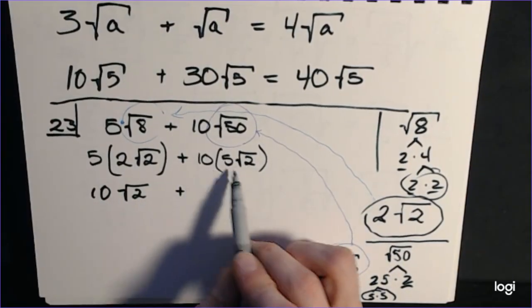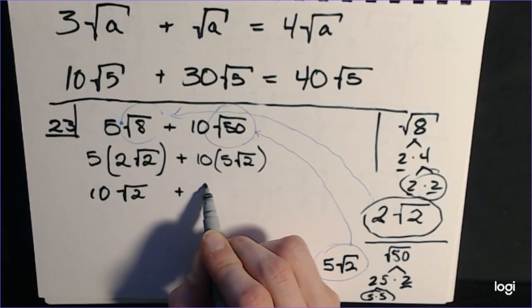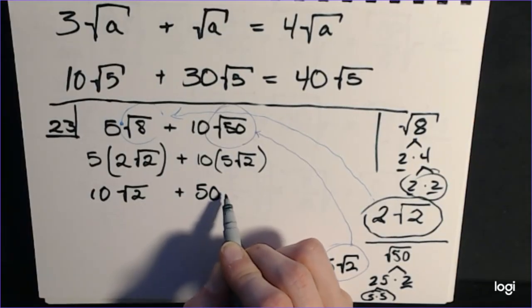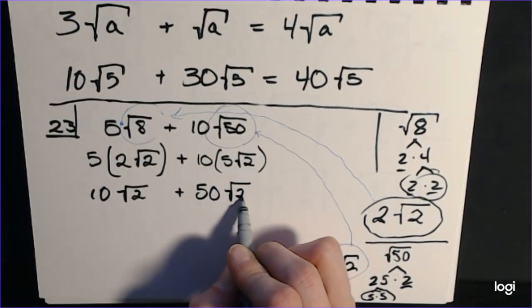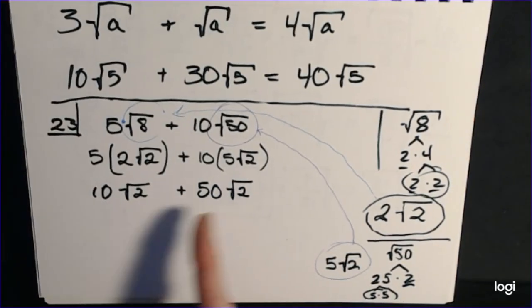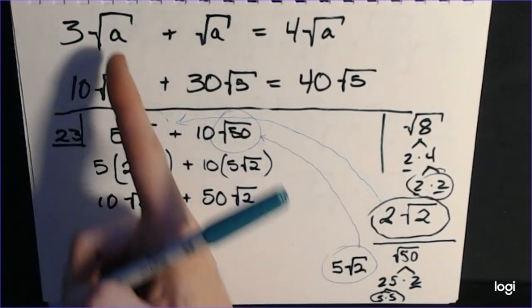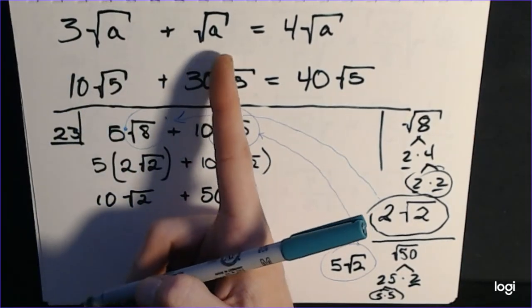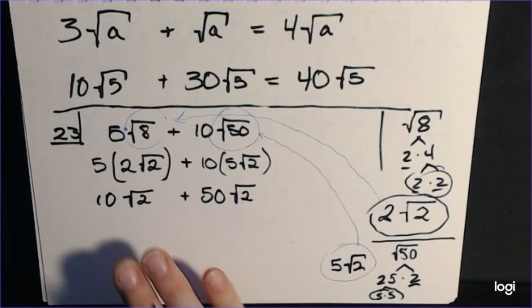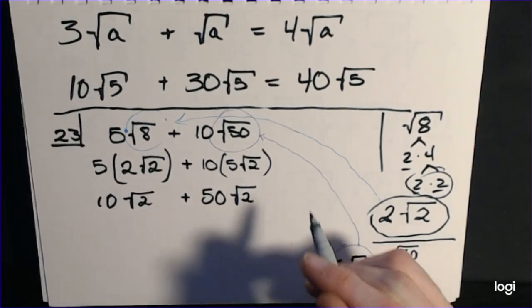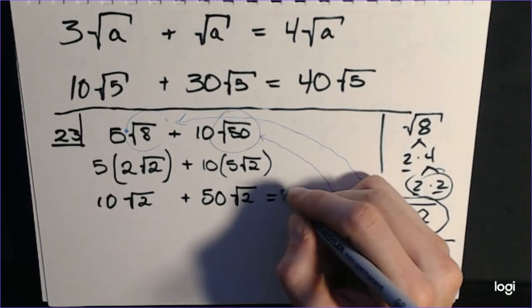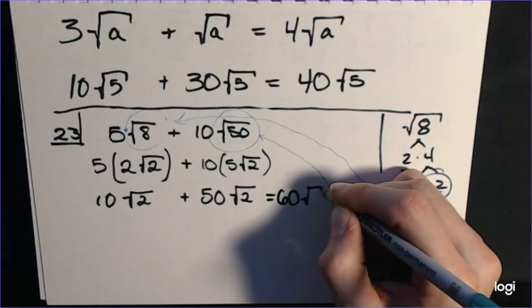Now, like I said before, we can just multiply these. 10 times 5, we get 50. And then we just have the square root 2. Okay, now we do have the same things, right? So this follows directly like our identity that I said before, where we're just counting. We have 10 square root 2's plus 50 square root 2's gives us 60 square root 2's.